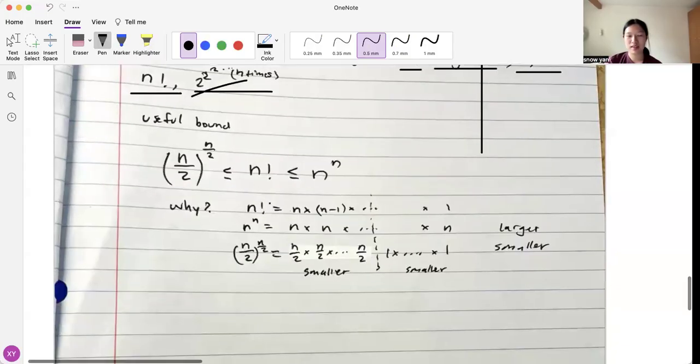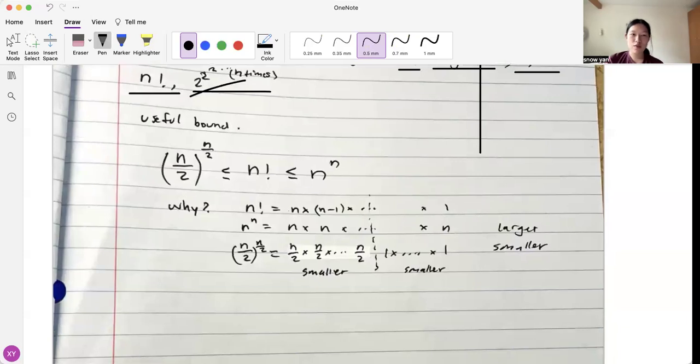Like that's just insane. And a useful bound that comes up a lot and is good to be familiar with is this: (n divided by 2) to the n divided by 2 is smaller than or equal to n factorial, which is smaller than or equal to n to the n. Why is this the case? If we write out n factorial, it is n times n minus 1, all the way down to 1, and there are n terms. N to the n is all the terms being n. Obviously every term in n factorial is less than or equal to n, so n to the n is the larger term.